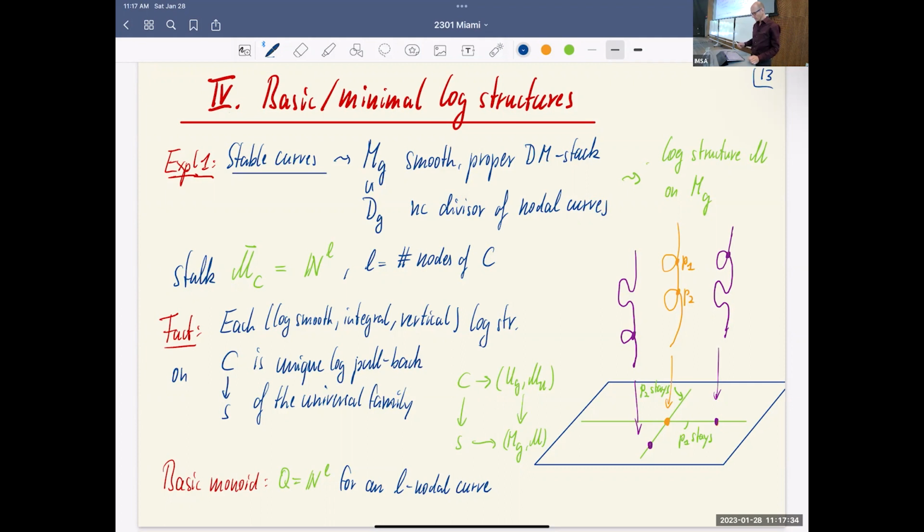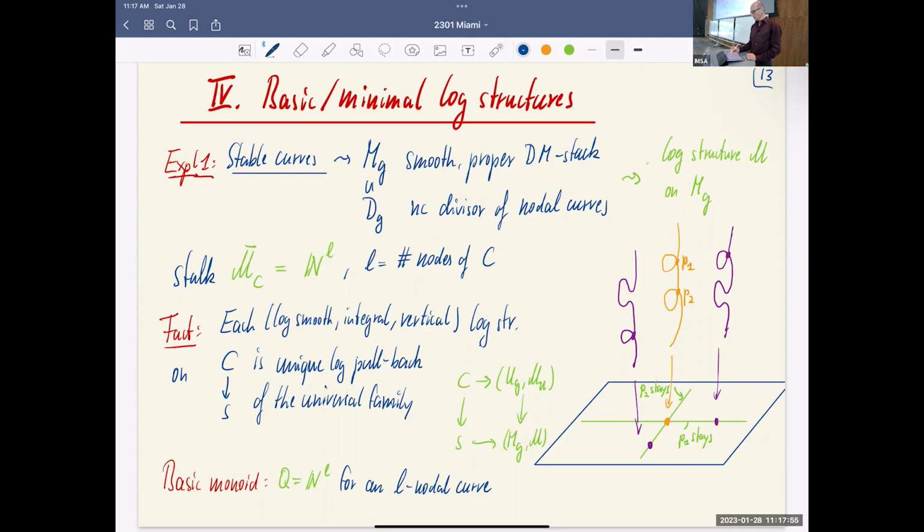Okay, so before telling you the answer that we propose, our proposal, let me remind you a little bit, or maybe give you first a glimpse of what we call basic or minimal log structures in log moduli problems. And here's an example that everybody of you is very familiar with.